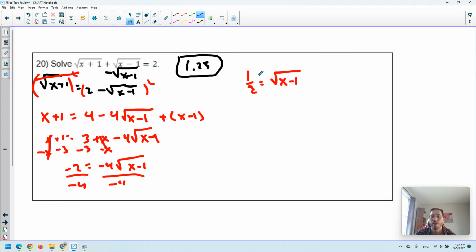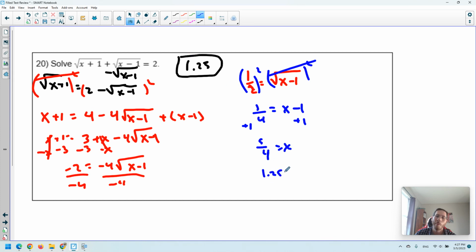All right, well, this actually looks a little bit simpler, but just like before, to get rid of a square root, we're going to square both sides. So let's go ahead and do that. 1 squared is 1, 2 squared is 4, and I've got x minus 1. I can add 1 to both sides. 1 plus 1/4 would be 5/4 equals x, but 5/4 is 1.25. Check that out. That's pretty cool.